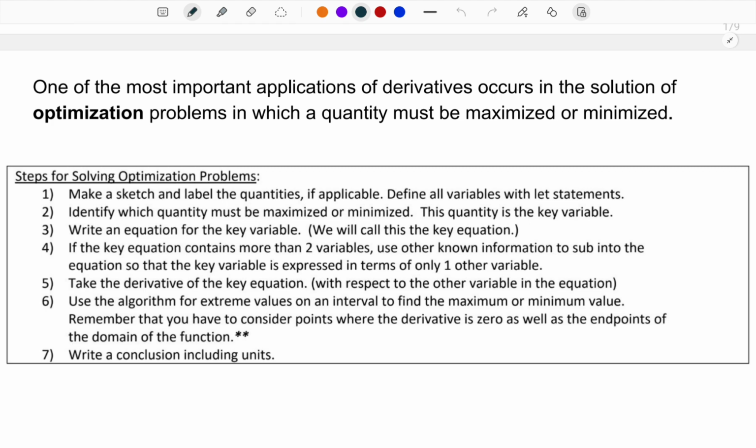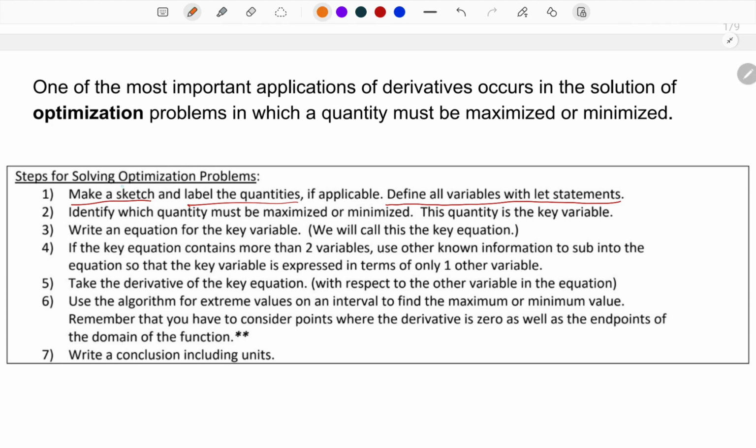And in general, what do we want to do if we're solving these optimization problems? So we want to make a sketch. That's going to be really helpful because sometimes it's not going to be obvious how we create our equations. And we need an equation, a function to work with, in order to do things like take the derivative. Make sure to define your variables though. So using let statements, make sure to do that to be clear about your solution process.